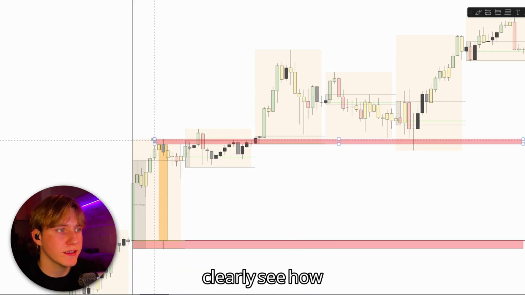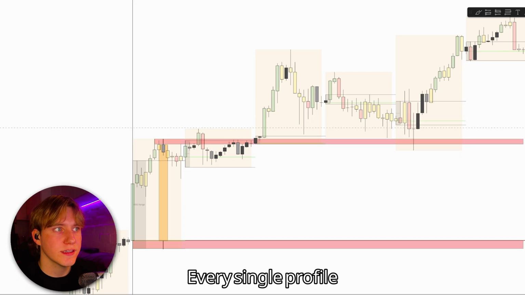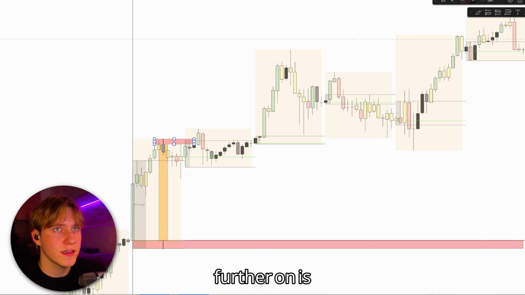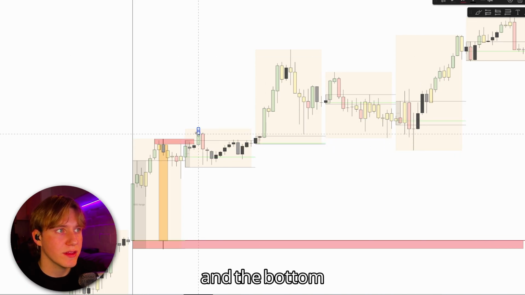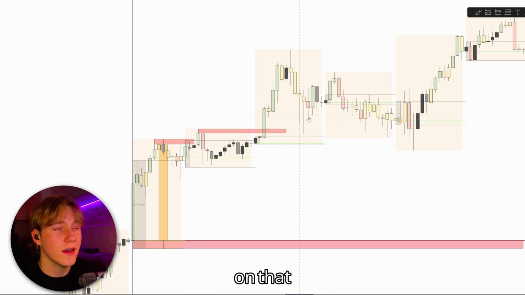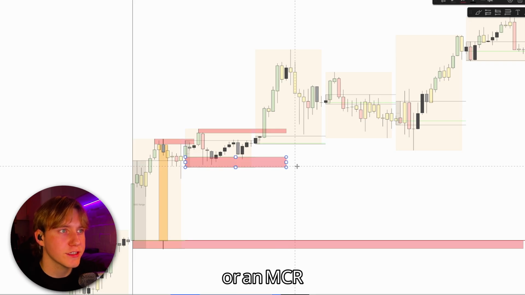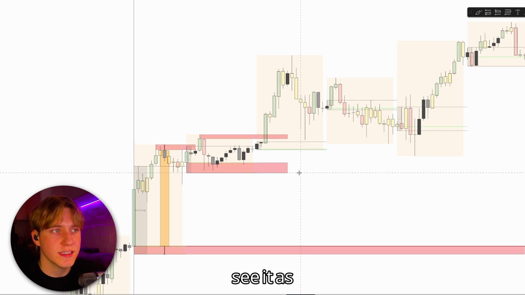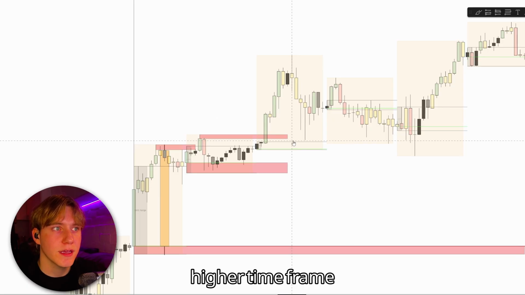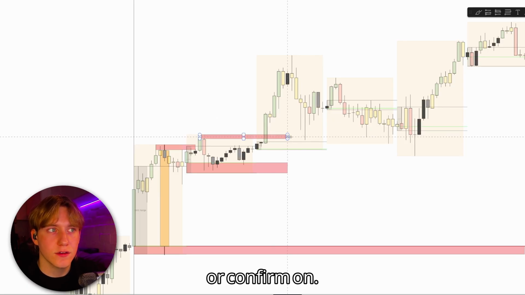After we do that, we can clearly see how price is using the wicks at this 1800 to drive price higher. So once we confirm above this 1800 profile, we come back in, reacting off of this internal MCR range, and then we go higher. Every single profile we then go further on is going to create a brand new edge at the top and the bottom for price to continue on that next profile. So this is going to be acting like sort of a fortification or an MCR edge, but just see it as a profile edge. So a higher time frame key point of entry for price to react or confirm on.